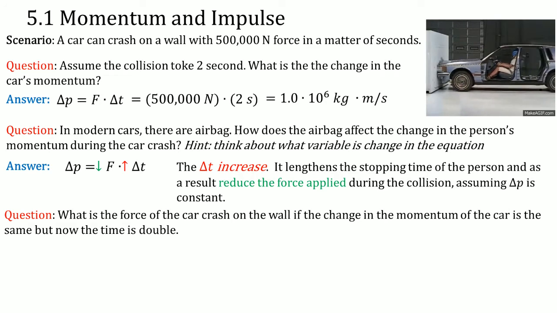The delta T will actually increase. It lengthens the stop time of the person, as a result, reducing the force applied during the collision, assuming that delta P is still constant. The airbag increases the change in the time.